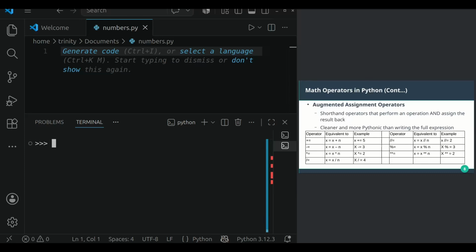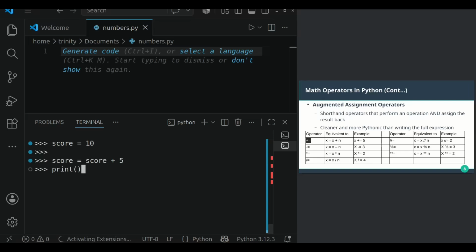Now let's look at the first shorthand here. Okay, let's start with a variable. Let's declare a variable, let's say score, which is equal to 10. So we have our value 10 stored in the variable score. Now let's look at the first shorthand operator, which is plus equal to.